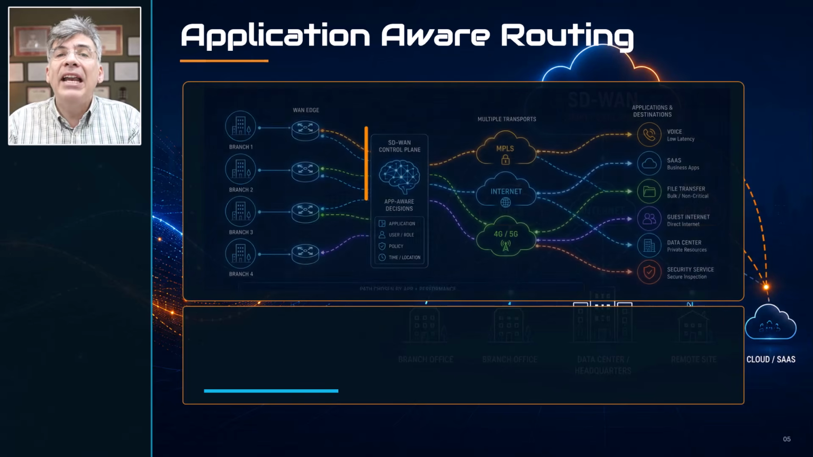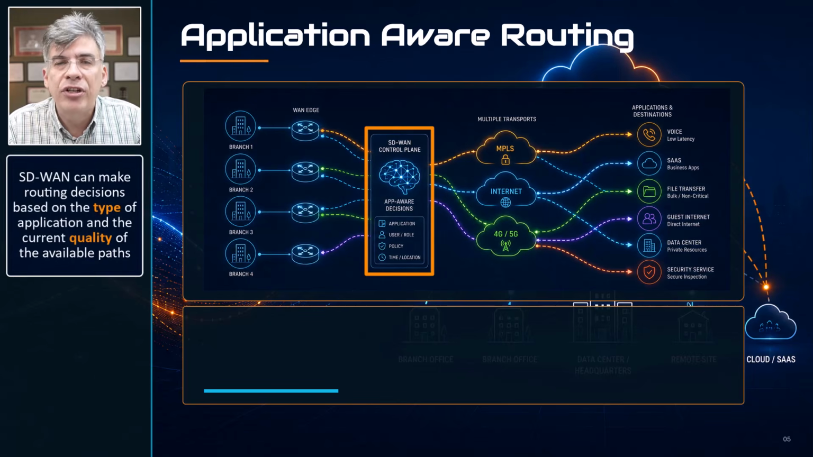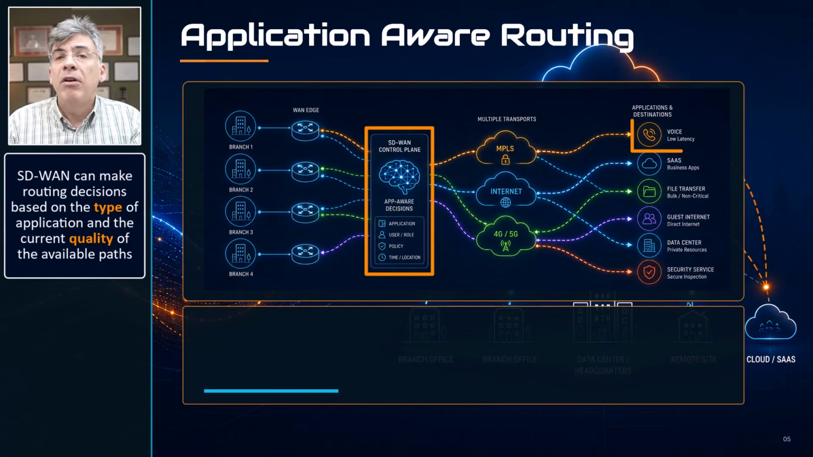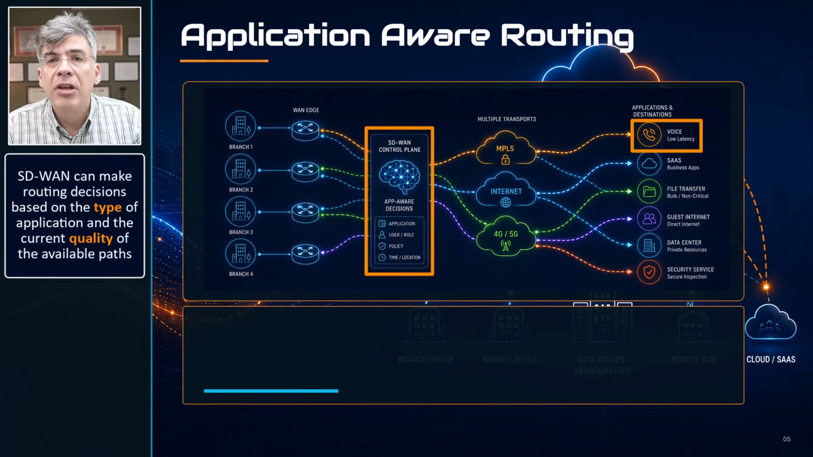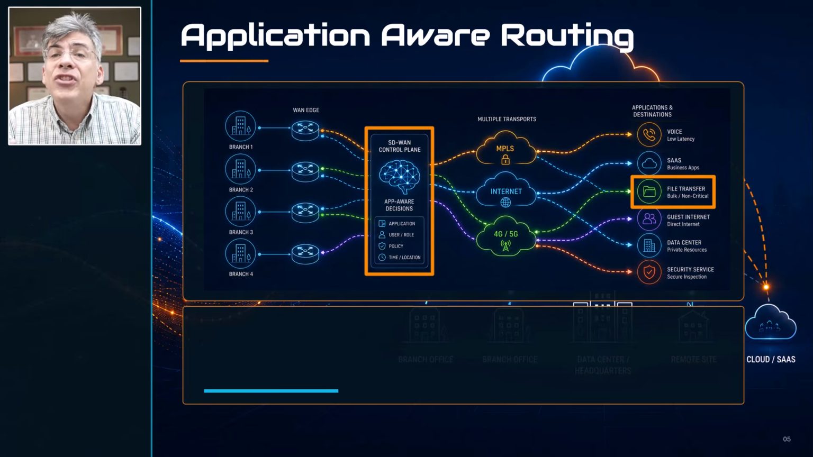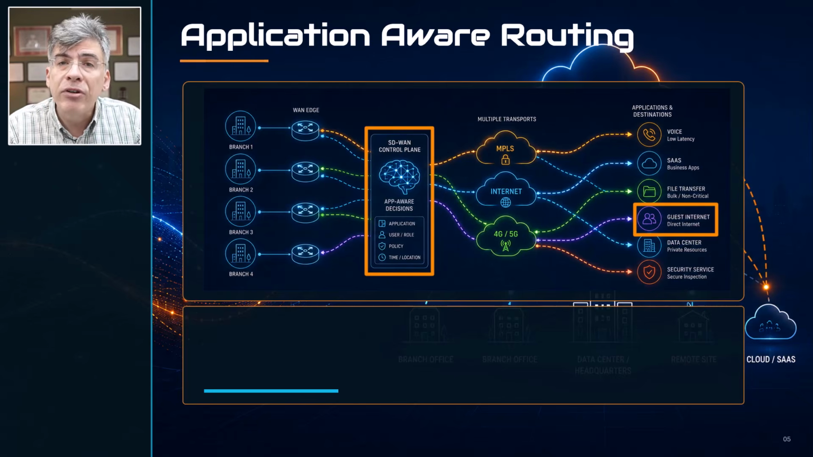But SD-WAN adds another layer of intelligence. It can consider the type of application and the quality of the available paths. For example, voice traffic needs low latency, low jitter, and low packet loss. A file transfer, however, is not as sensitive to these phenomena. Business-critical applications may need preferred treatment. Guest internet traffic may need to be handled differently from corporate traffic.